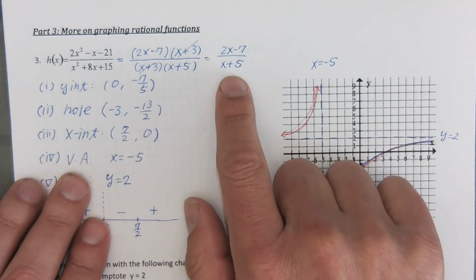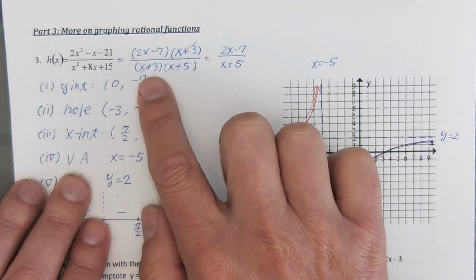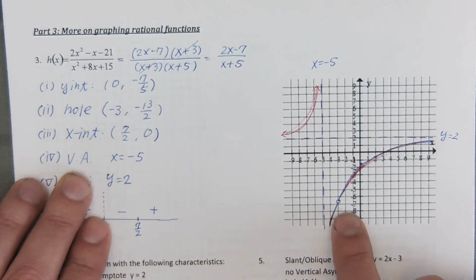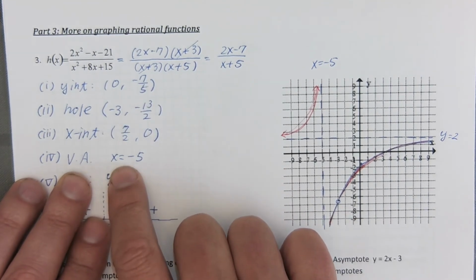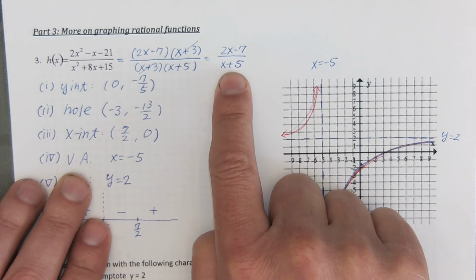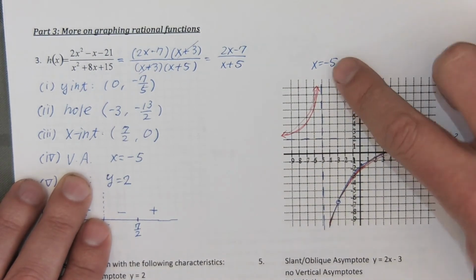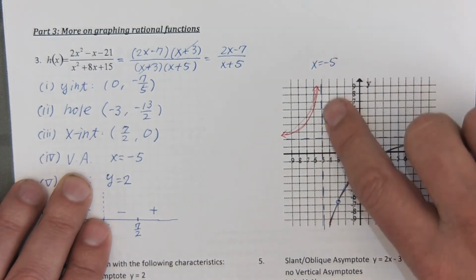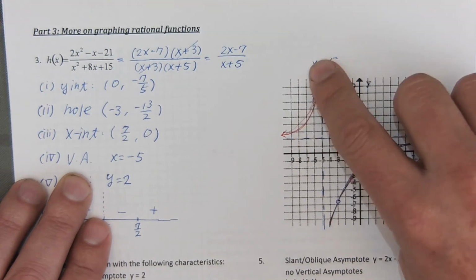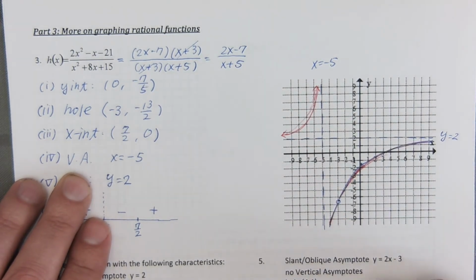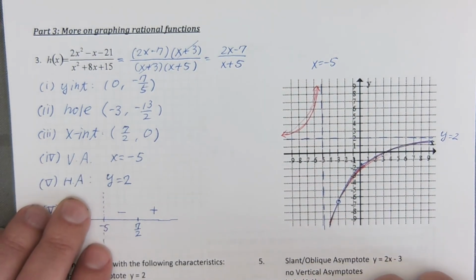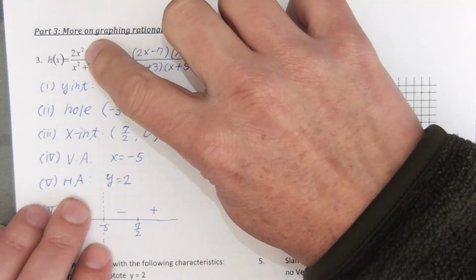Vertical asymptote, where's the denominator equal to 0? We don't have to worry about the x plus 3. We've already handled that with the hole. So when x equals negative 5, we definitely have a problem. And that's where our vertical asymptote is going to be. And here we are at negative 5, x equals negative 5. And you can see the graphs are getting closer and closer and closer to that vertical asymptote, but they will never cross.